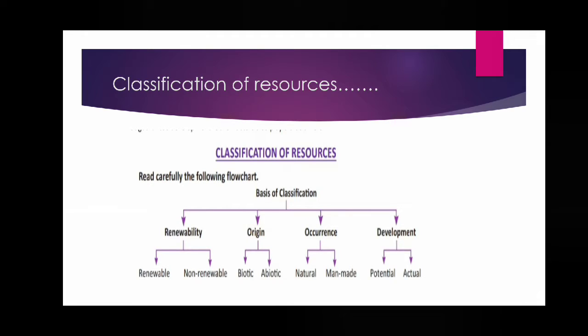Occurrence means it is made by whom? Nature or human beings. If any resource is made by nature, like coal, it is provided by nature. Water is a natural thing, it is made by a natural process. But if you are talking about buildings, roads, railways, then these are made by whom? Us, man made. Now come to the next, development.